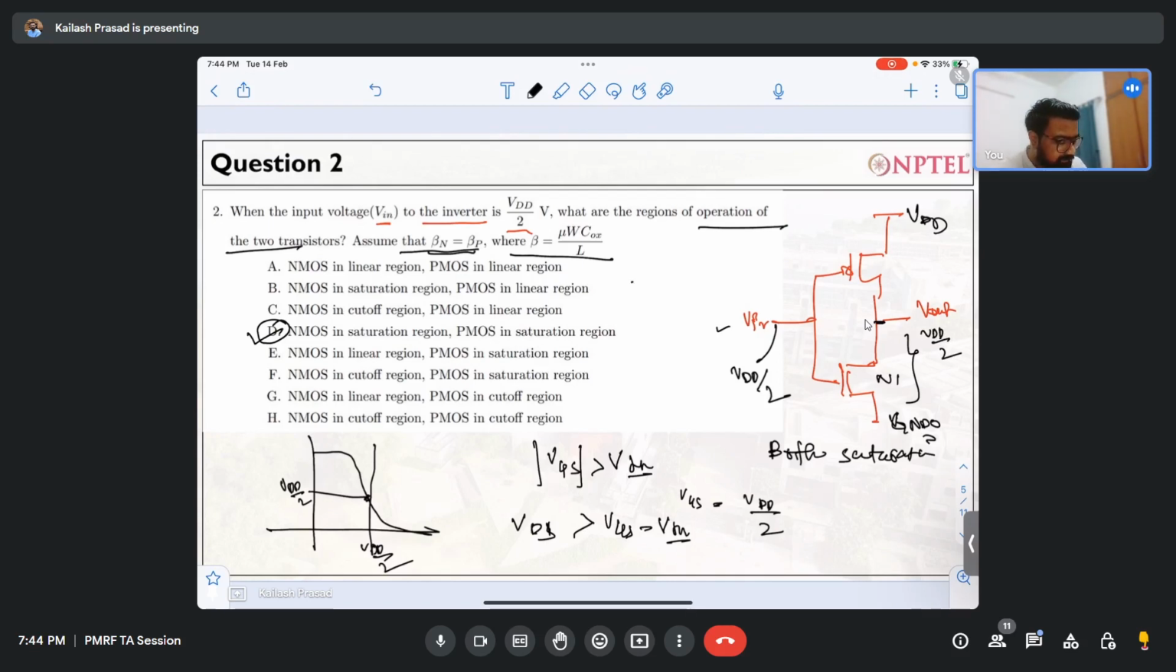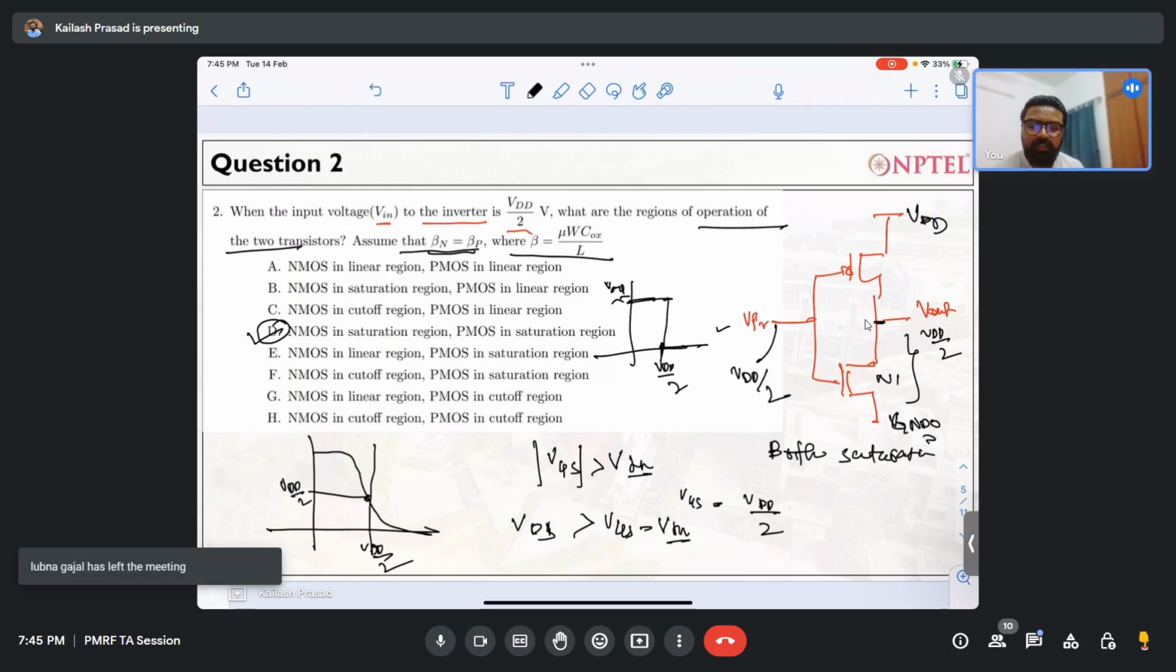If you plot the ideal characteristic, it is like this. If you have VDD by 2 and I ask what is the output voltage at VDD by 2, you won't have any answer, because the output voltage can be anything from 0 to VDD. But taking care of the real characteristic, I can safely say it will be around VDD by 2. So VDD by 2 will always be greater than VDD by 2 minus something. In that regard, this particular transistor is in saturation.